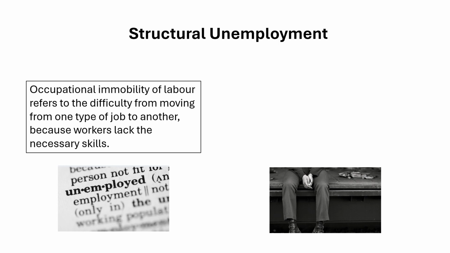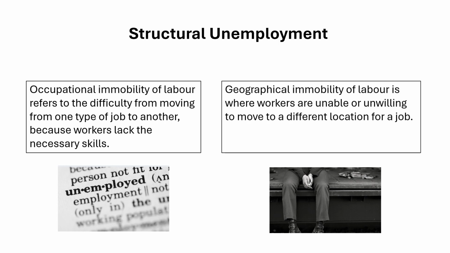When it comes to structural unemployment, you should remember the following two terms: occupational immobility of labour and geographical immobility of labour. Occupational immobility of labour refers to the difficulty of moving from one type of job to another because workers lack the necessary skills, qualifications, or experience. Geographical immobility of labour means that workers are unable or unwilling to move to a different location for a job. This could be due to personal reasons like family or home ownership, or there could be some other financial barriers.